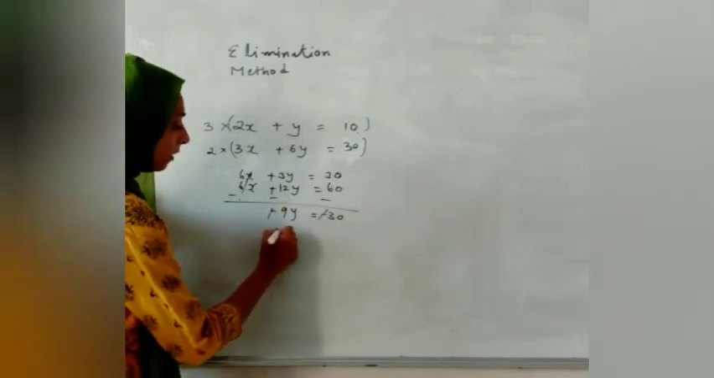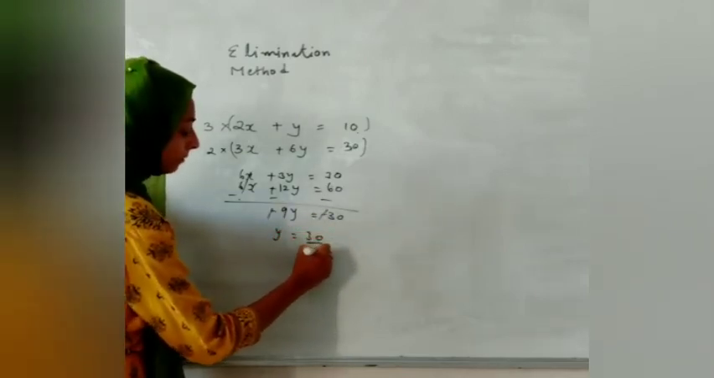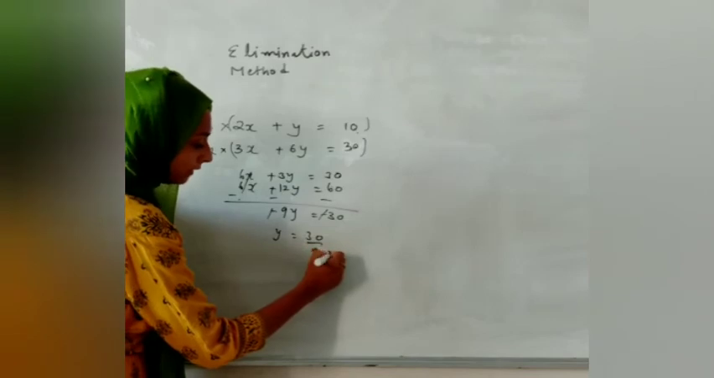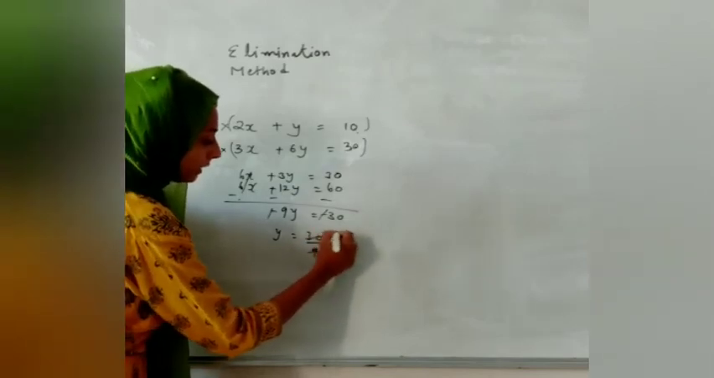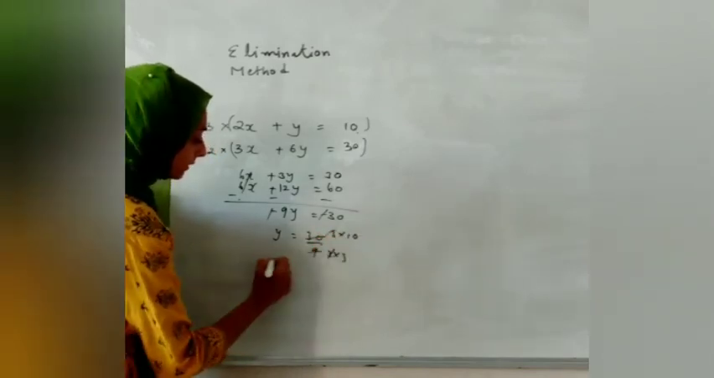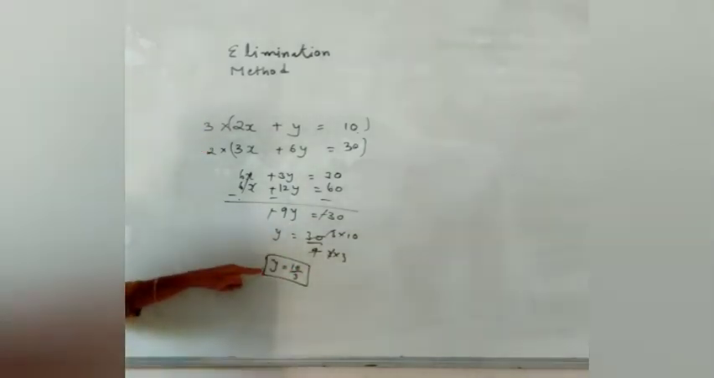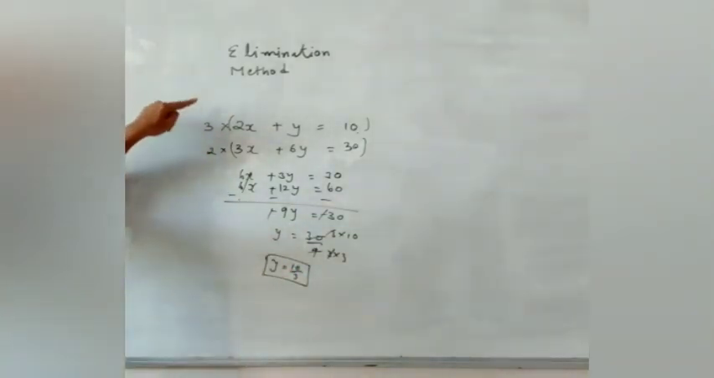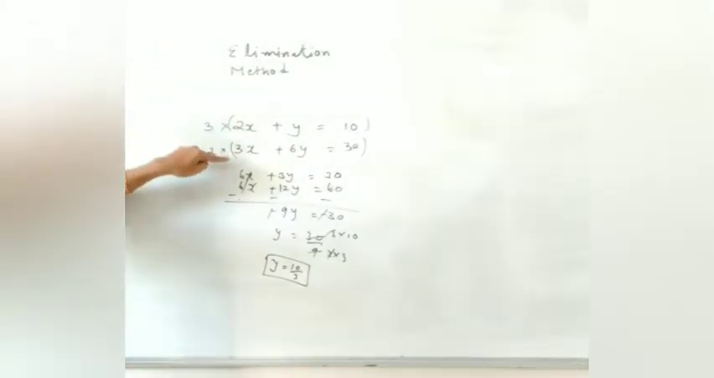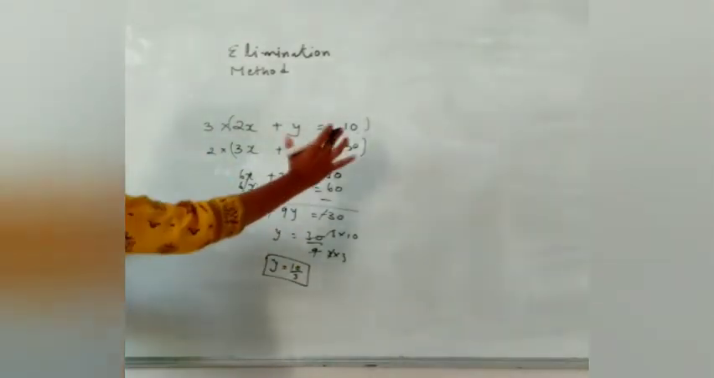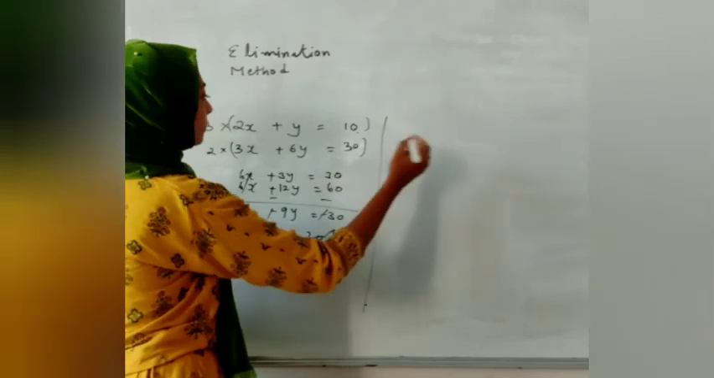Minus minus will cut, y will become 30 by 9. Let us reduce it. 3 3s are 9 and here 3 10s are 30. 3 3 will cancel out, y is equal to 10 by 3. Now this value we have to substitute in our original equation. या तो हम 1 में सब्स्टिट्यूट करें या तो 2 में, दोनों का आंसर एक ही होगा. So let us substitute.